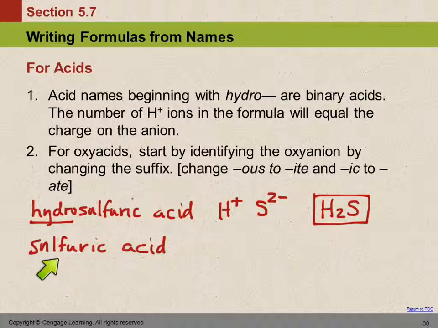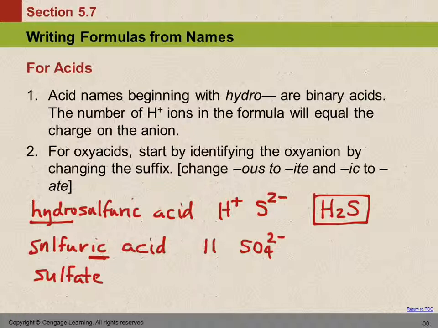Sulfuric acid has an oxyanion. It's got hydrogen and sulfur with oxygen. And to find out what that ion is, we look at this suffix, ic or ate. This is where we had that sentence, Rick ate him before he could bite us. Ic and ate go together. So sulfuric tells us that this has the sulfate ion in it. So then we have to go to the table and look up what the sulfate ion is. We look it up and it's SO4 2-.